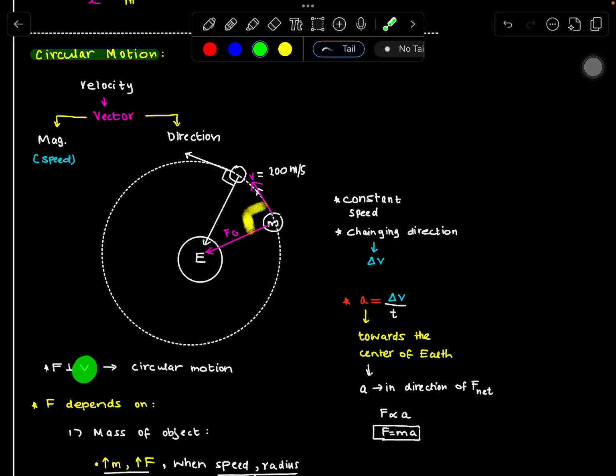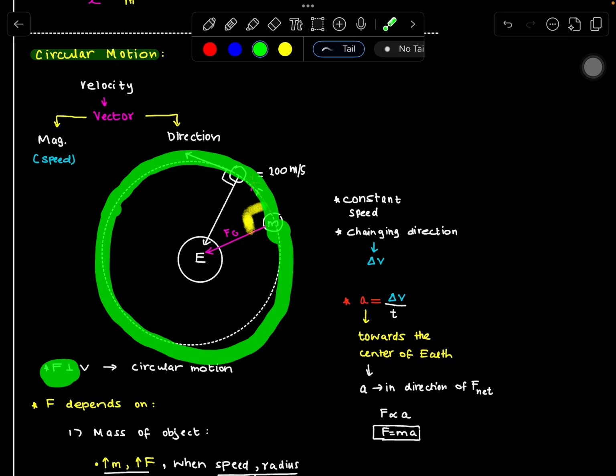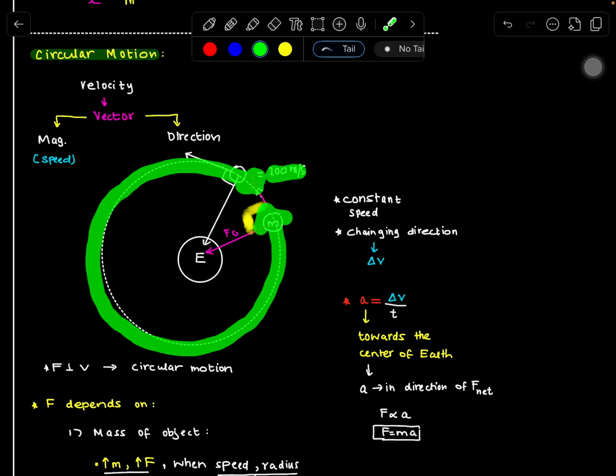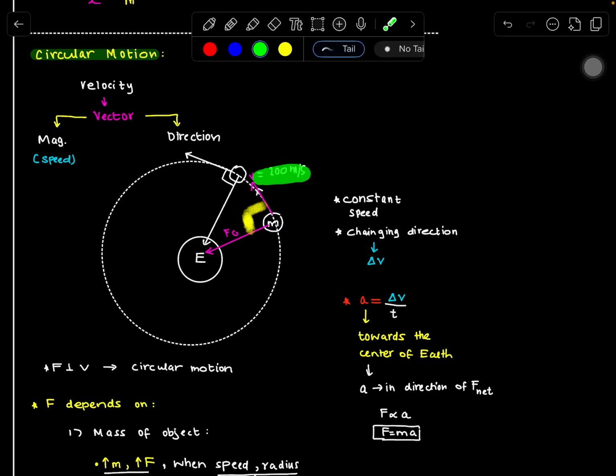If you have an object moving in a certain direction with velocity v and you apply a perpendicular force on it, the object's going to curve its path and move in a circle. Of course, if the force is no longer perpendicular to the object's velocity, it won't continue to move in a circle. As long as the force and velocity are perpendicular to one another, the object's going to be in circular motion. Now remember that the magnitude of the velocity can be 200 meters per second throughout the circle.